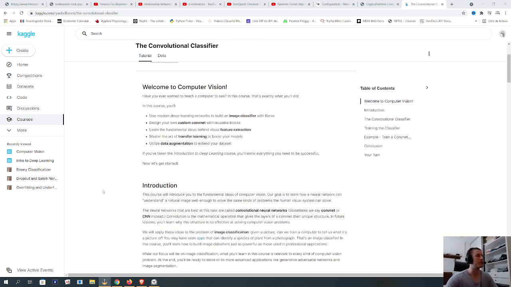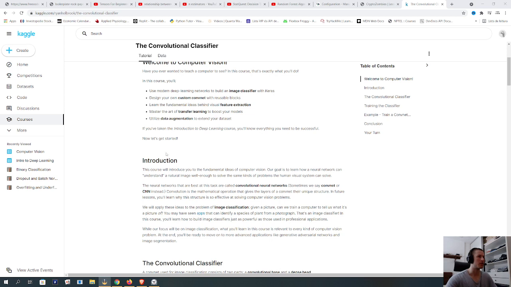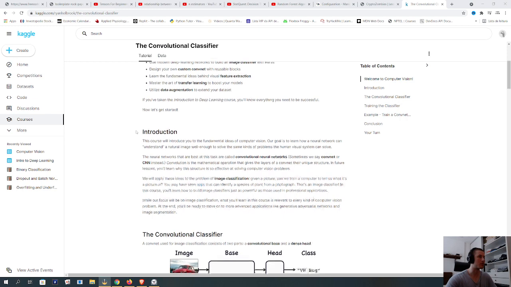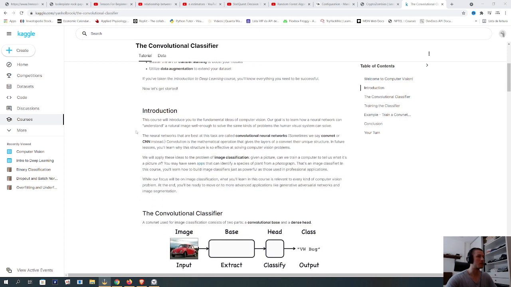Welcome to Computer Vision. Have you ever wanted to teach a computer to see? This course is exactly what you will do. In this course, you will use modern deep learning networks to build an image classifier with Keras, design your own custom convnet with reusable blocks, learn the fundamental ideas behind visual feature extraction, master the art of transfer learning to boost your models, and utilize data augmentation to extend your dataset. If you've taken the introduction to deep learning course, you'll know everything you need to be successful.